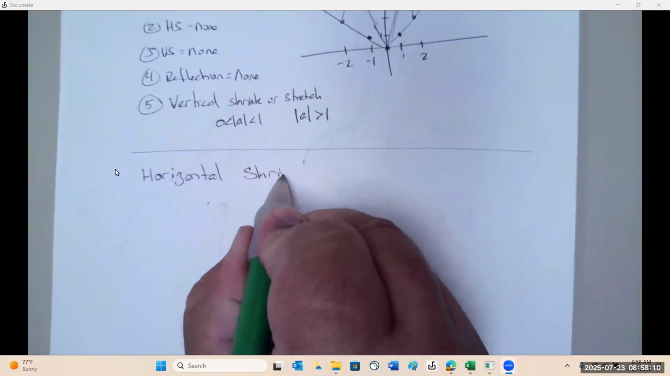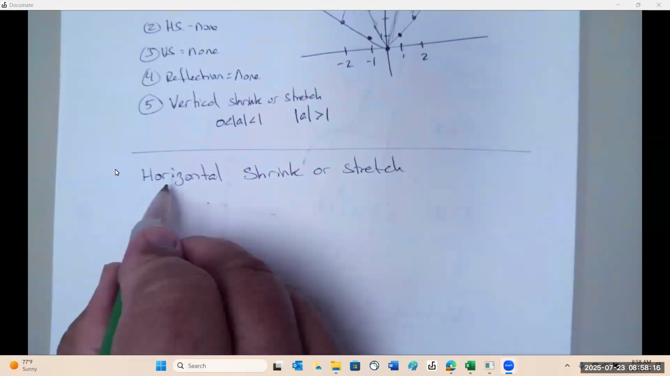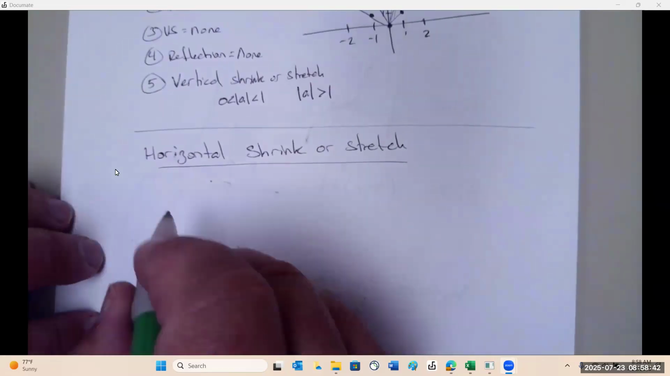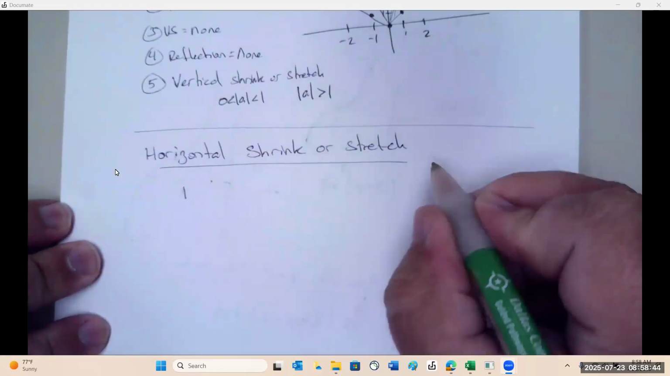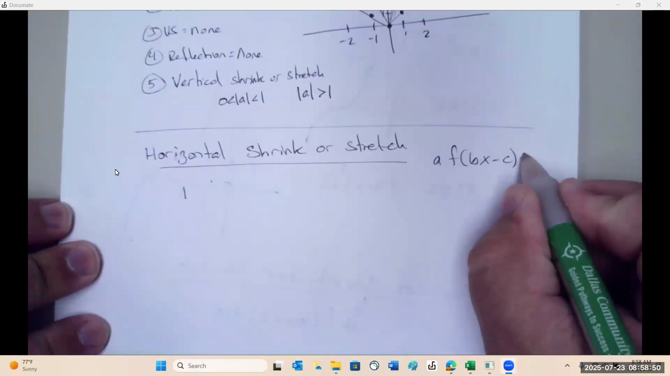Horizontal shrink or stretch. Remember, whatever happens, horizontal changes happen where? Inside or outside the function? Inside. Remember, anything that happens inside the function is what? Is it the same or is it opposite? It's always opposite. So, in the horizontal shifts, we have a f of bx minus c plus d.